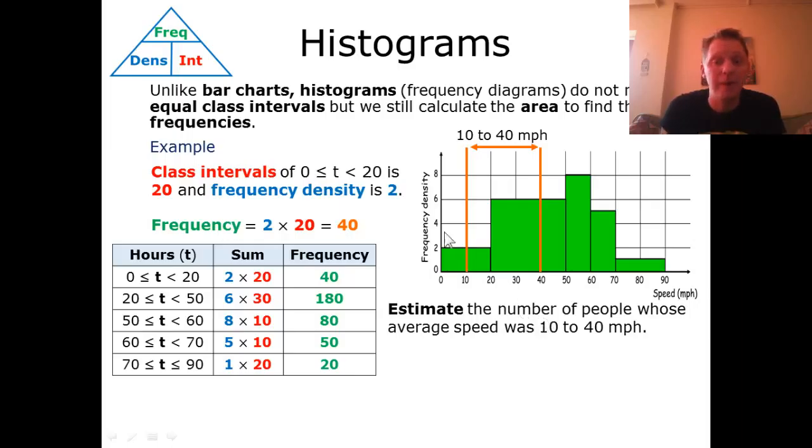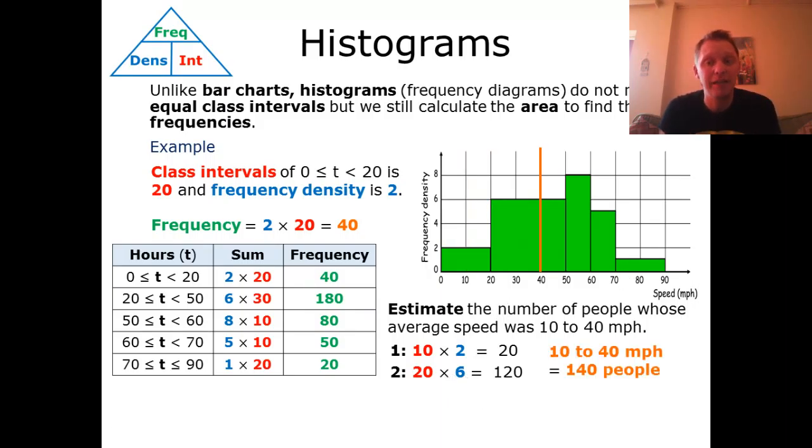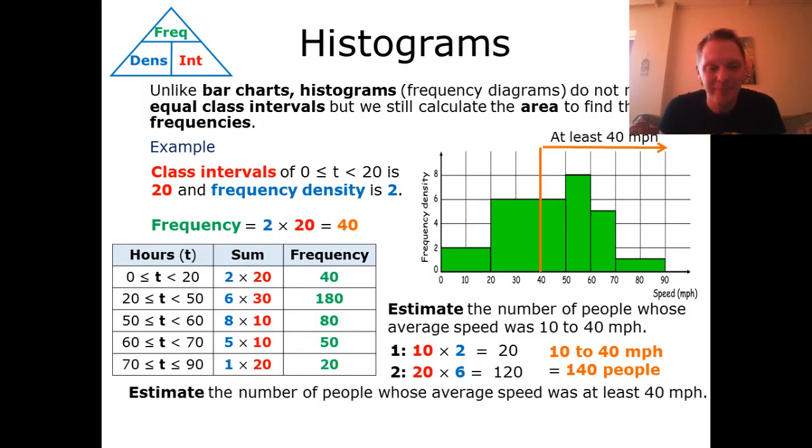So we could get different types of problems connected with this. So estimating the number of people whose average speed was between 10 miles an hour and 40 miles an hour. I've drawn lines going up just to highlight these. If I had to work that out, I've just numbered these 1 and 2, because 1 has a class interval width of 10 and a frequency density of 2. So 10 times 2 gives me 20. And 2 has a class interval width of 20. It's 6 high, in which case there is 120. So 140 people were between 10 and 40 miles per hour.